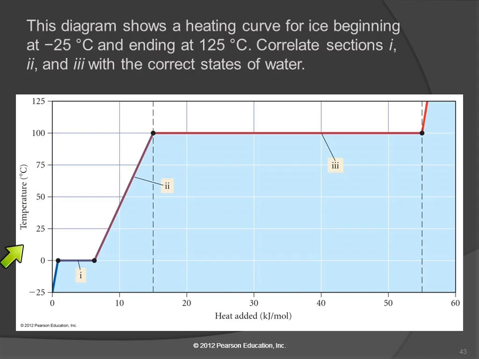And these slanty parts we learned how to do a while ago. That's the MC delta T, the specific heat capacity. The specific heat capacity of ice and liquid water and steam, the gas state, are slightly different. And that's why their slopes are different.